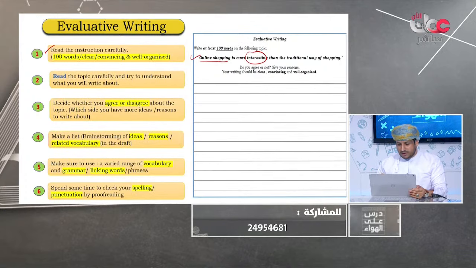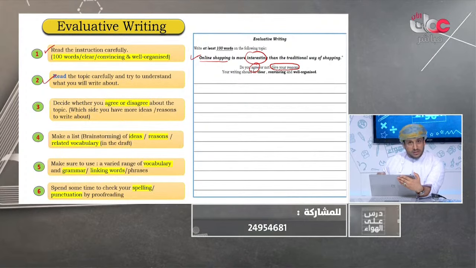إذا وافقت لازم تبين للمصحح أنك أنت موافق بكلمة agree، وبعدها تذكر الأسباب. Write your reason. You have to write your reason. I completely agree or I strongly agree because of the following reasons, because of many reasons, for example. Okay, I will give you some tips here. Number 3, decide whether you agree or disagree.